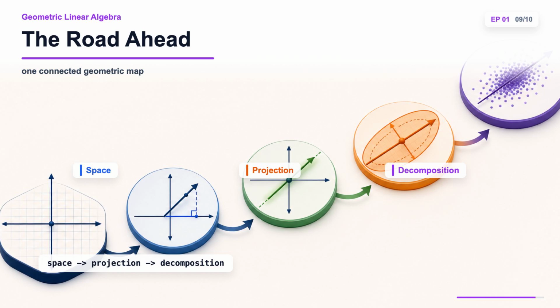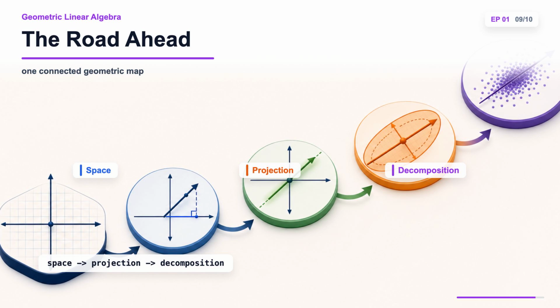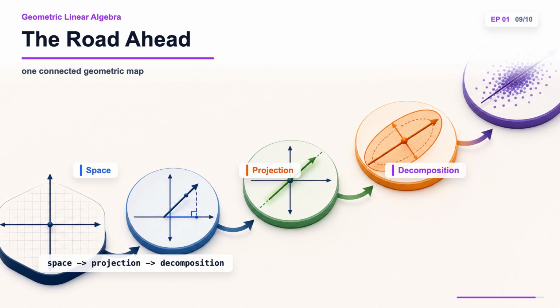Singular value decomposition shows that any matrix can be understood as rotation, stretching, and another rotation. Principal component analysis uses the same geometry to find the main directions in a cloud of data. Even optimization, Fourier transforms, and kernel methods will fit into this same picture.